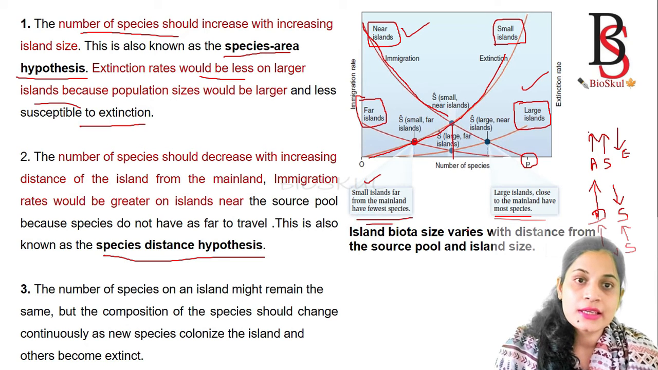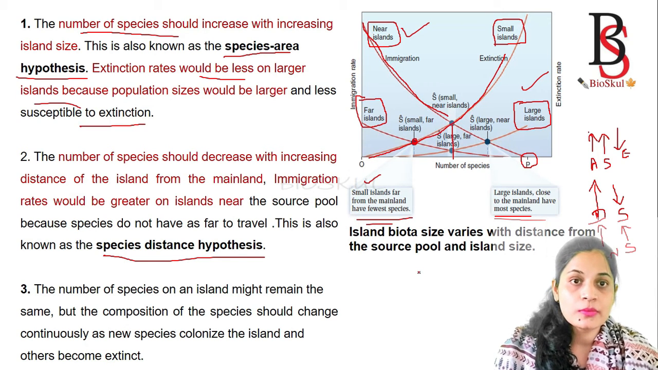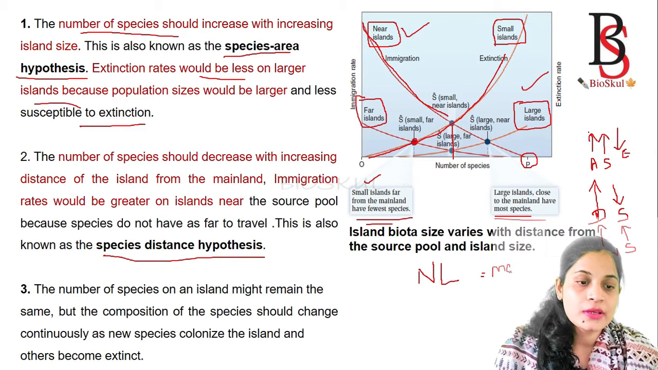the fewest species. So here you have to memorize one thing: the island which is near to the mainland and the island which is larger have more species, whereas the island which is far away from the mainland and the island which is smaller have few species present.